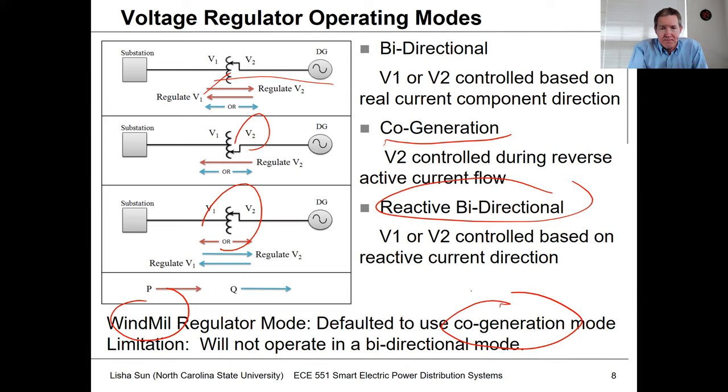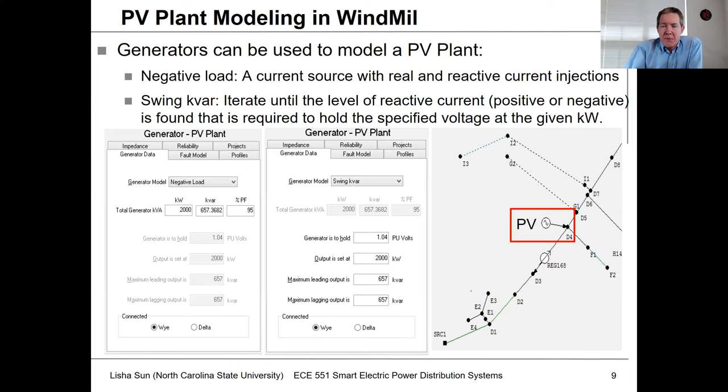So another model that we may want to be using is either a negative load model or a swing K-bar model. If you're not wanting to control the voltage, then you're going to use what's called the negative load model.